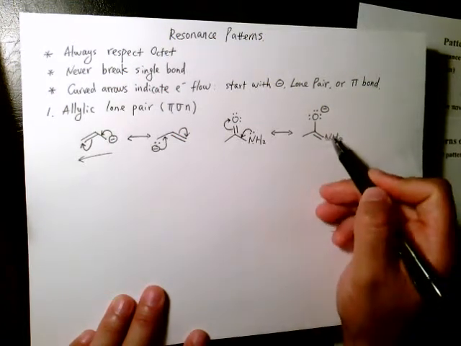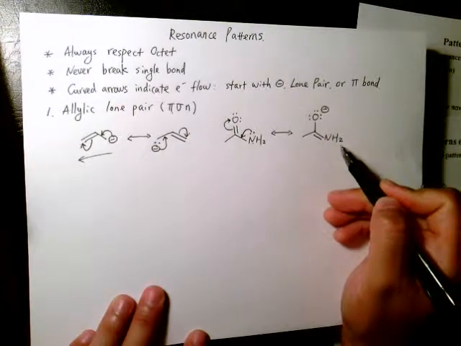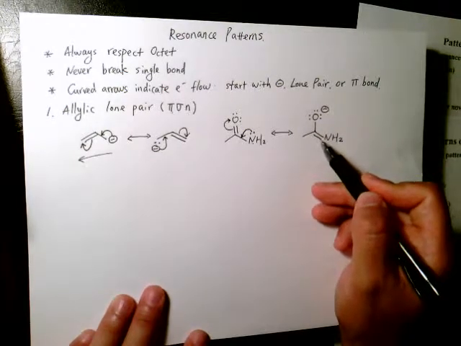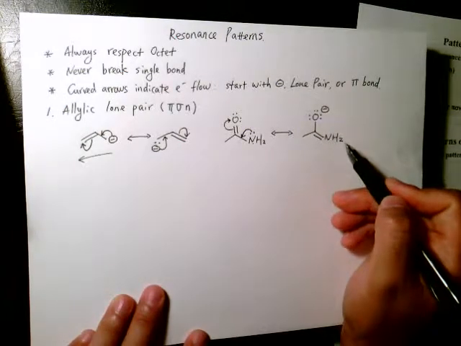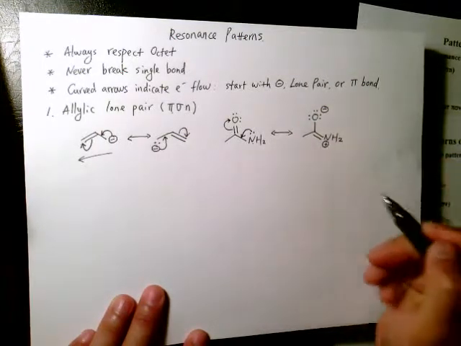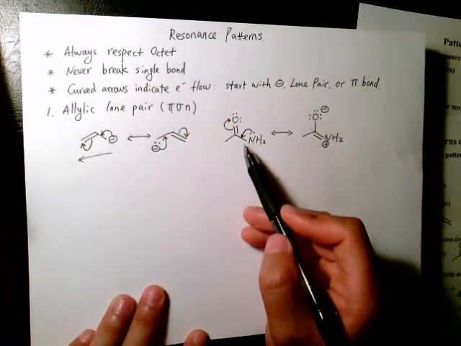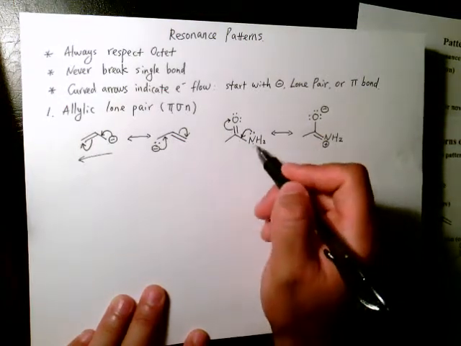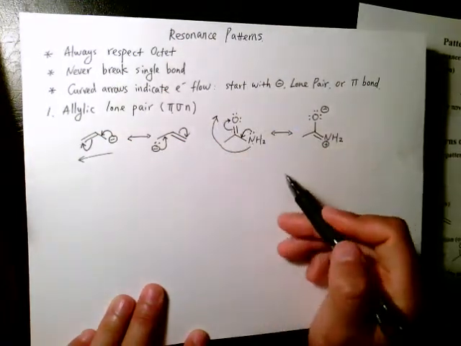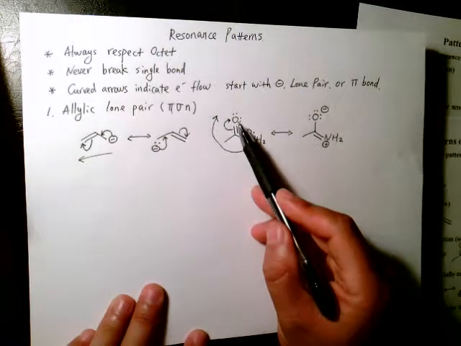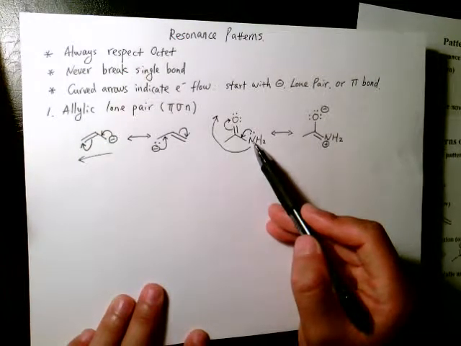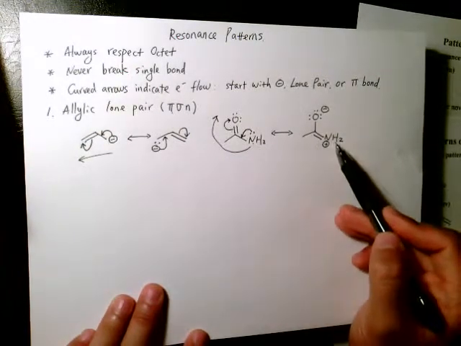At the same time, this nitrogen formed 4 bonds, 2 bonds with these 2 hydrogens and 2 bonds with that carbon. That's a double bond that counts as 2 bonds. So when nitrogen forms 4 bonds total, it will always have a positive 1 charge. Once again, the curved arrows indicate where the electrons are flowing. Basically, the electrons are flowing from nitrogen to oxygen. Initially, oxygen is neutral. After gaining an electron, it becomes negative. Originally, nitrogen is neutral. After losing an electron, it becomes positive.